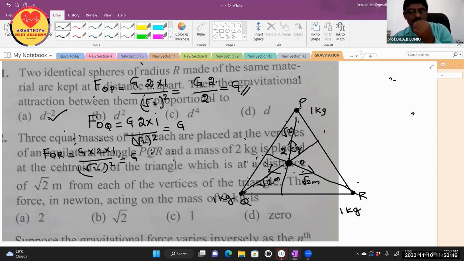How to calculate the resultant force? All of you listen. This force is acting in the vertical direction.